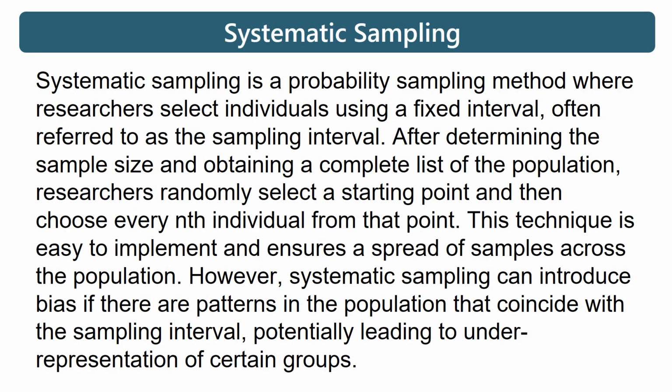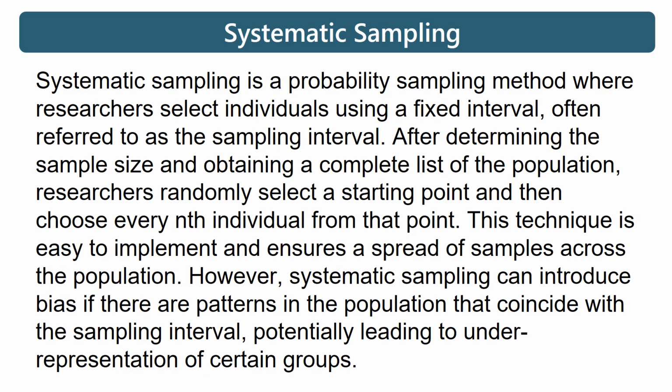Systematic sampling is a probability sampling method where researchers select individuals using a fixed interval, often referred to as the sampling interval. After determining the sample size and obtaining a complete list of the population, researchers randomly select a starting point and then choose every nth individual from that point. This technique is easy to implement and ensures a spread of samples across the population.